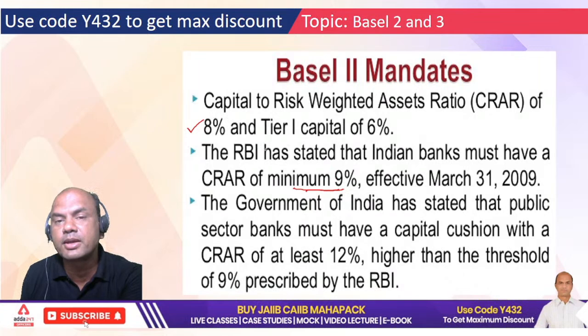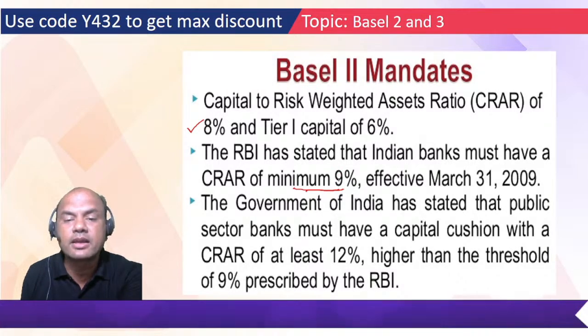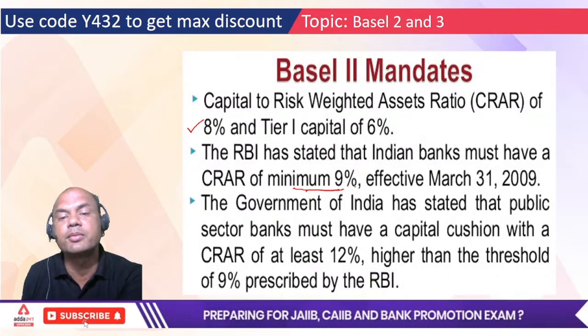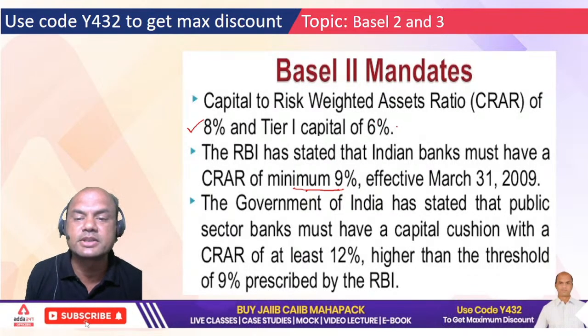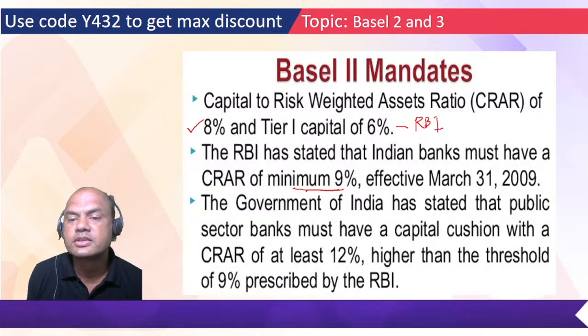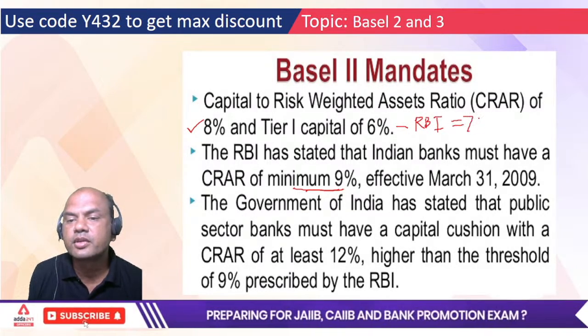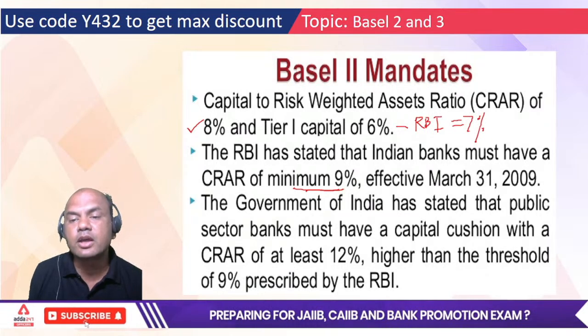So what do we mean by this? If somebody is higher, then we'll follow that higher one so that we become more safe. And T1 also: Basel says 6%, RBI says 7%. So we'll follow RBI again.